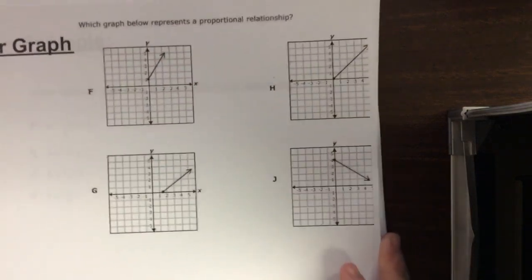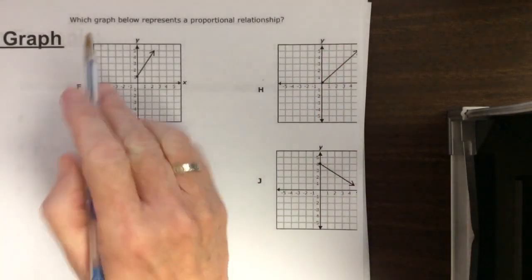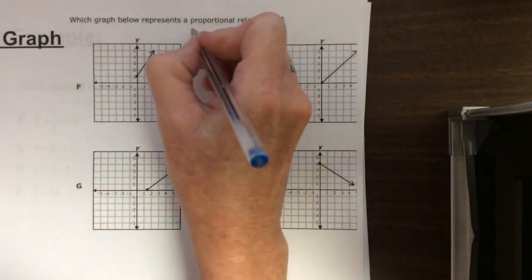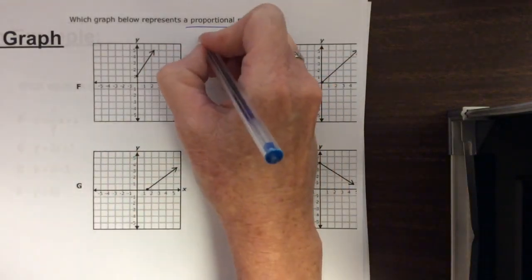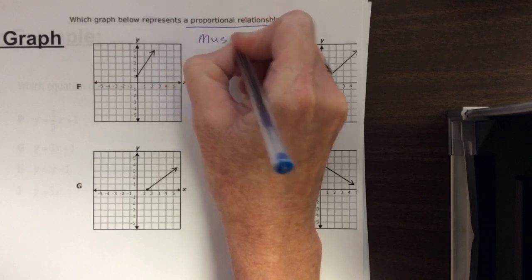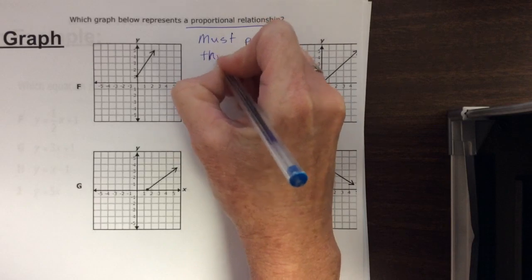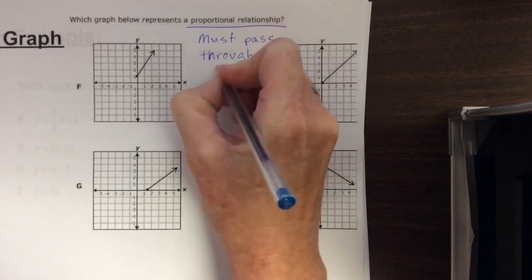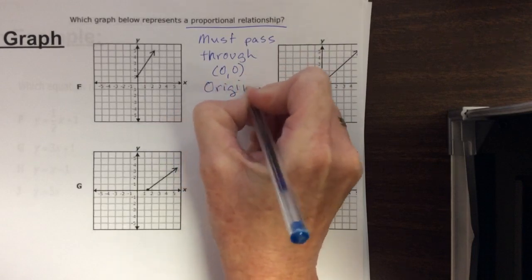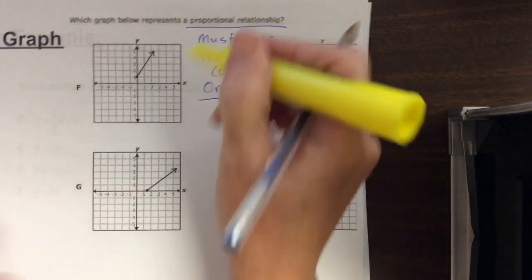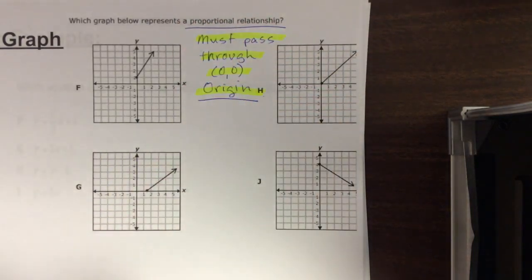Here's another STAR question, or example of what it will look like on the STAR test. It's cut off a little bit, but that's fine. Which graph below represents a proportional relationship? Well, we know that a proportional relationship must pass through 0, 0, which is the origin. And it must pass through the origin. So which one does that?